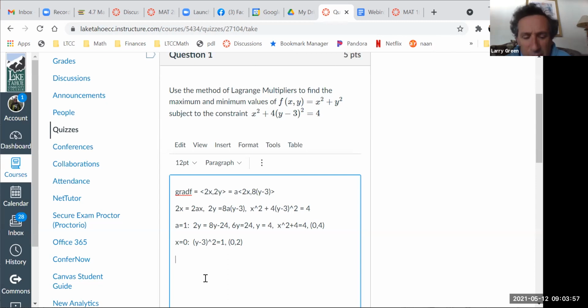Yeah, we plug in, but where do we plug in? There's a lot of stuff here. Yeah, we plug into f of x, y. So f of (0, 4) is equal to 16, and f of (0, 2) is equal to 4. So the minimum is 4, and the maximum is 16. The bigger one's the max, the smaller one's the minimum.